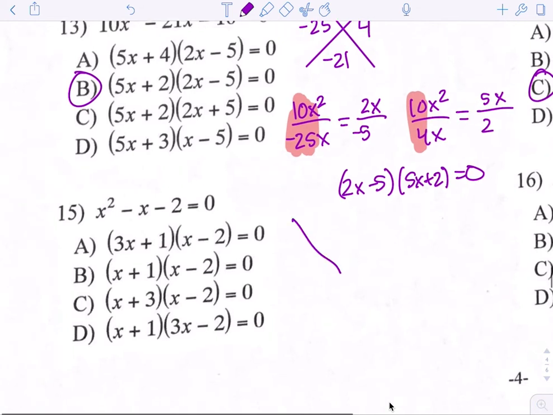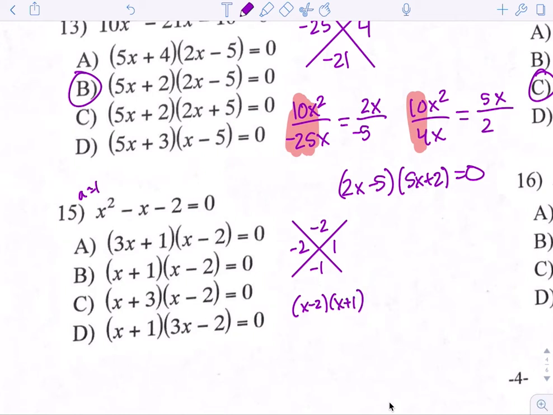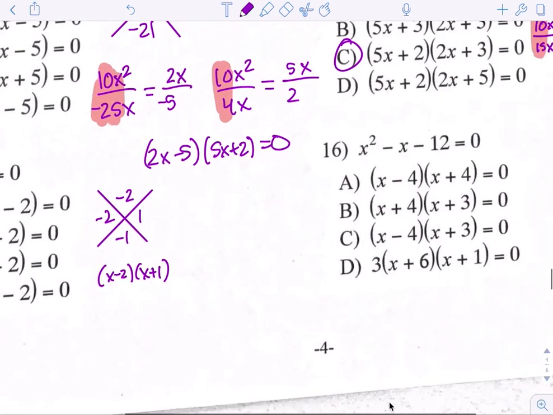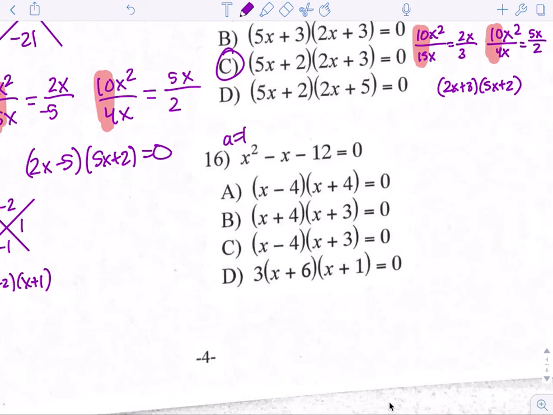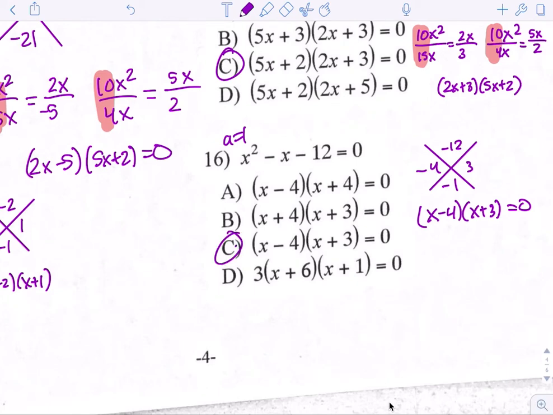15. This one is just A is equal to 1, so this is the easy type, you guys. On the top, negative 2, bottom, negative 1. Negative 2 and 1, so x minus 2, x plus 1. This one, A is equal to 1, so top, negative 12, bottom, negative 1. Two things that multiply to negative 12 but add together to give you negative 1: negative 4 and 3. x minus 4, x plus 3. C.